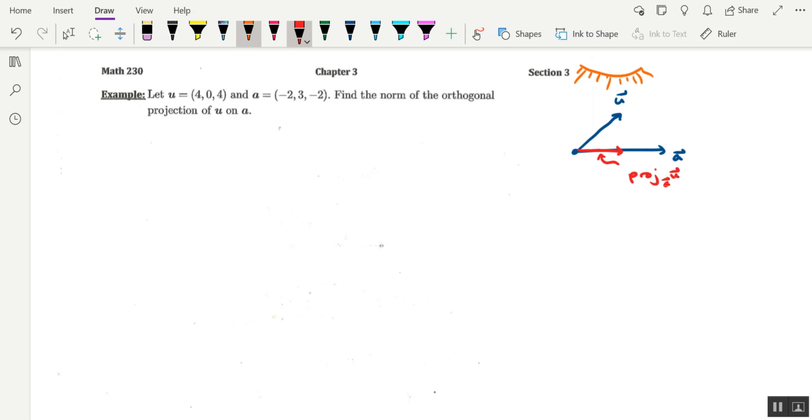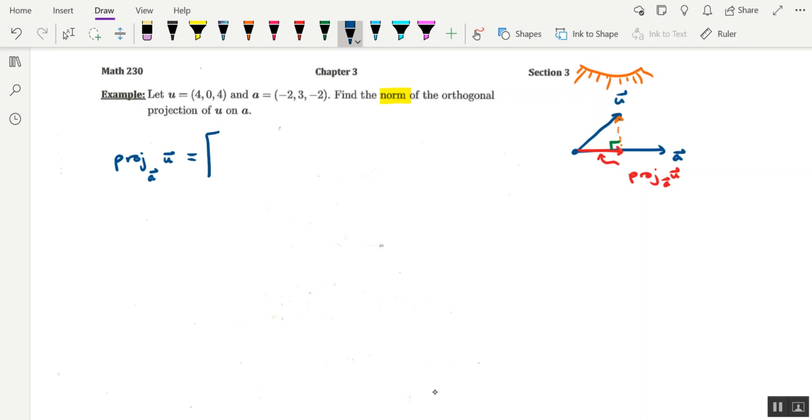and that shadow vector, if you will, is the projection of the vector U onto A. And it's the orthogonal projection because if you were to make another vector connecting from the tip of the shadow to the tip of U, those two vectors would meet at right angles. Now what we're asked to do is find the norm of the orthogonal projection of U onto A. One way we can do that is by first finding the vector projection of U onto A.